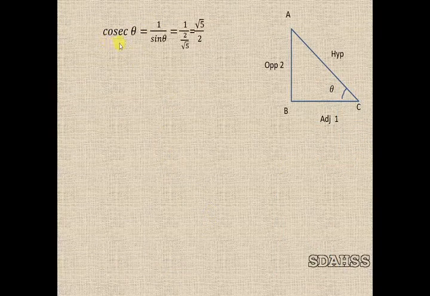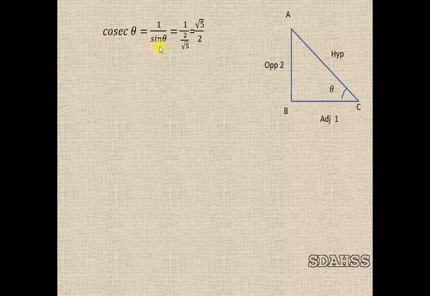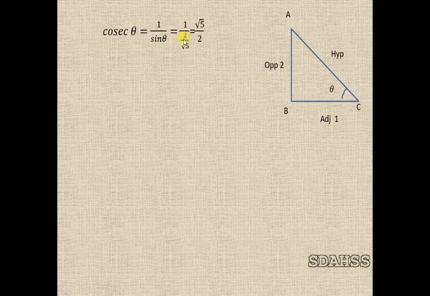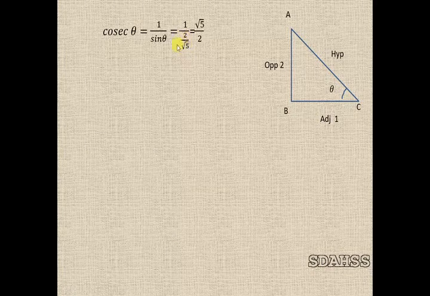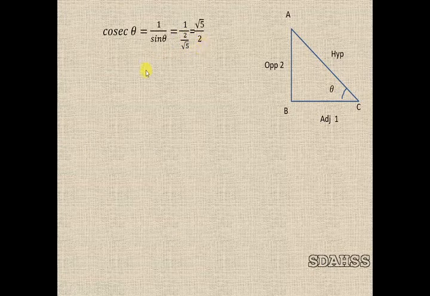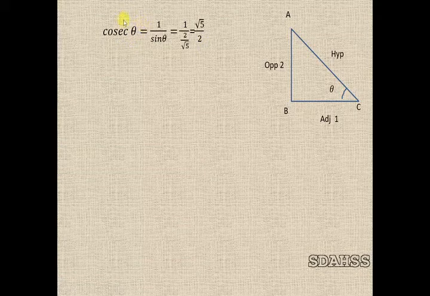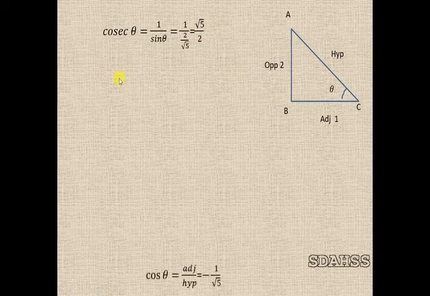Cosecant theta means 1 by sin theta, which is equal to 1 by 2 by root 5. Then take the reciprocal: root 5 by 2. Here theta lies in the second quadrant, so sin and cosecant are positive.